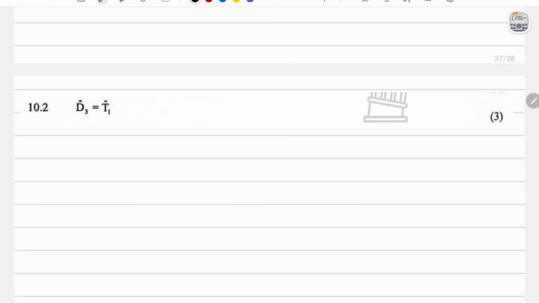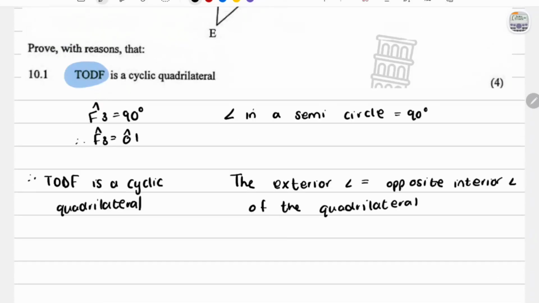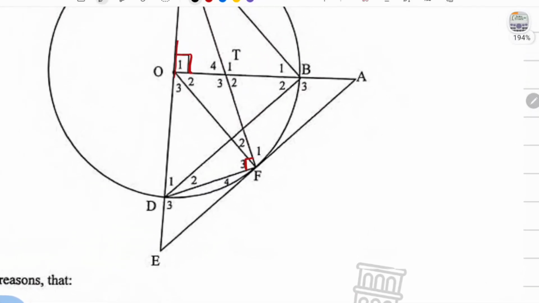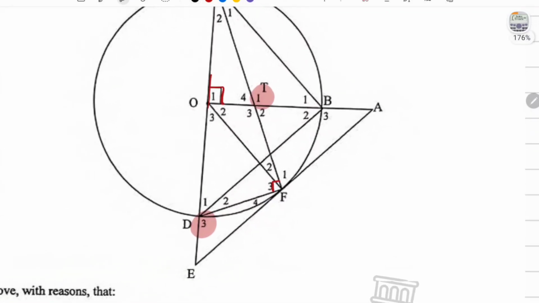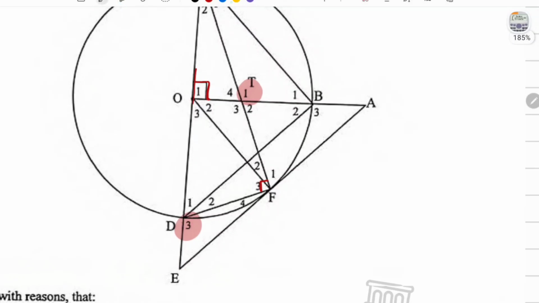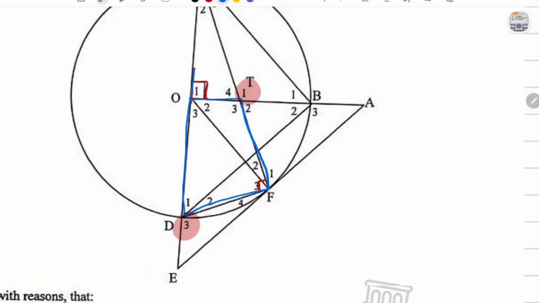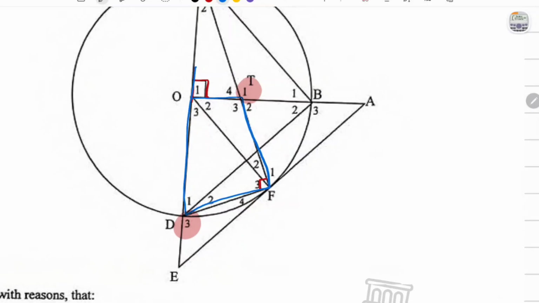Next, question 10.2 says we need to show, or prove with reasons, that angle D3 is equal to angle T1. Let's look at that. How can we get there? One thing that you should always do, remember what you just concluded. You concluded that this shape is a cyclic quadrilateral. So you can use all the properties of a cyclic quadrilateral on this shape now.